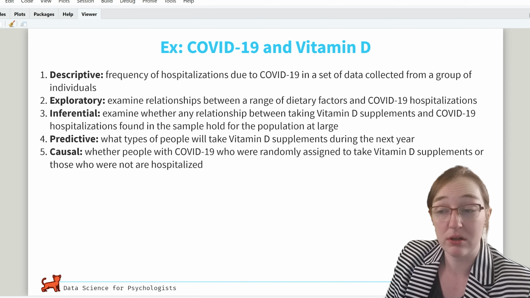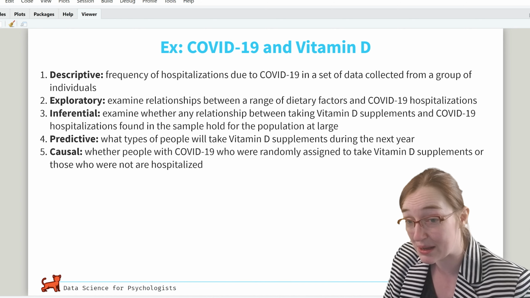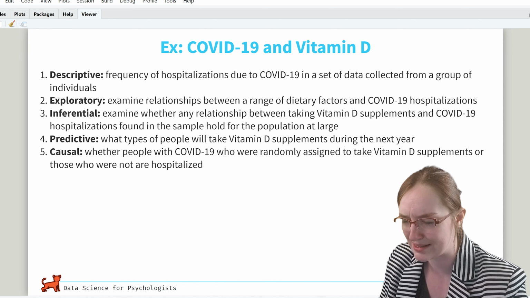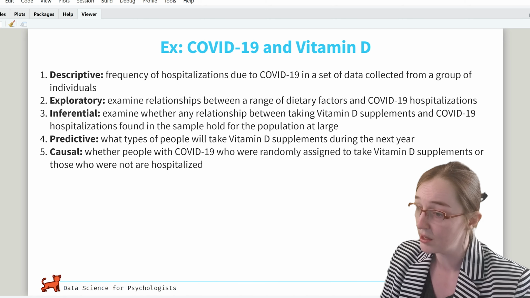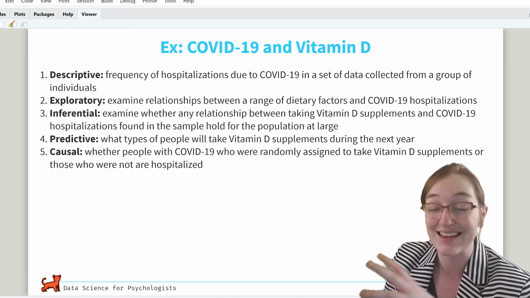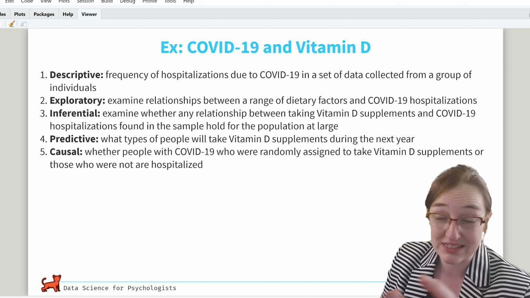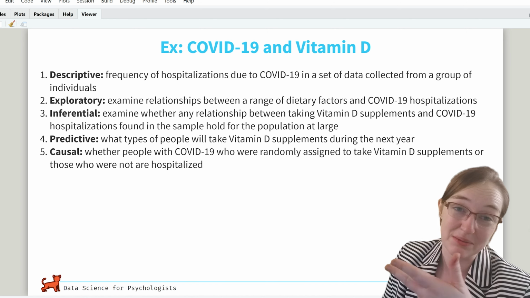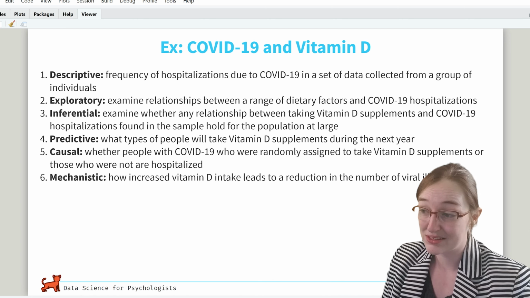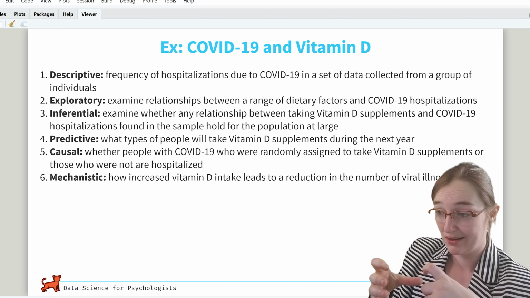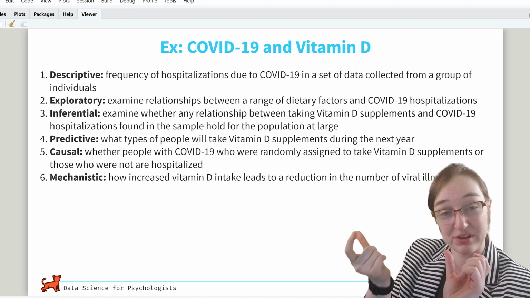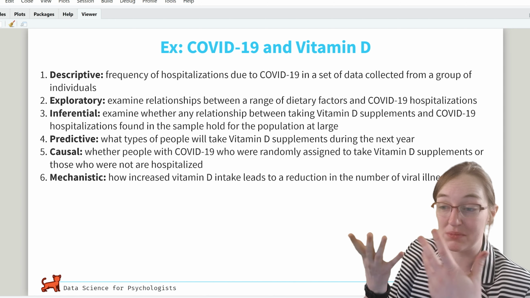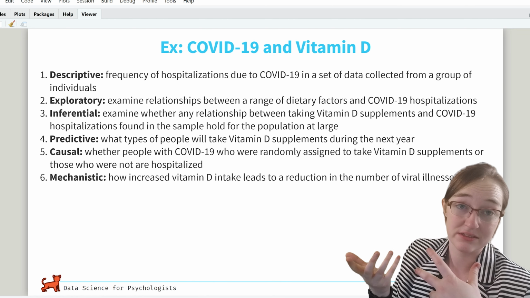Let's see if people with COVID who are randomly assigned to take vitamin D supplements, sorry, that sentence is not properly parsing in my brain. So whether people with COVID who were randomly assigned to take vitamin D supplements are more likely to be hospitalized than not. Is there some kind of possible causal mechanism, at least from a Cook and Campbell standpoint, where we're eliminating plausible threats? Mechanistic, how does that relationship work? Why would there be an association between vitamin D and COVID? So how does vitamin D intake lead to a reduction in the number of viral illnesses?